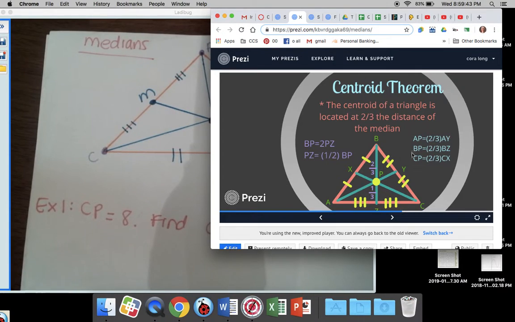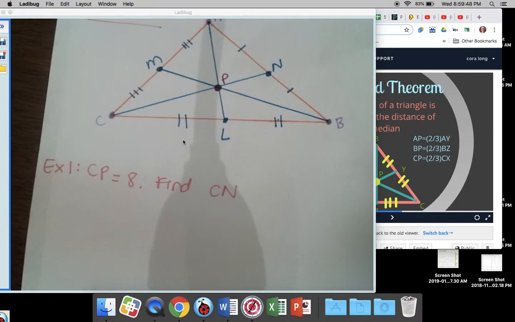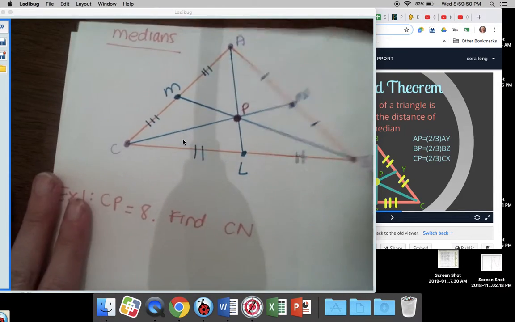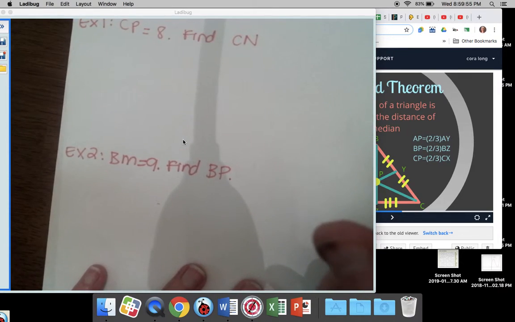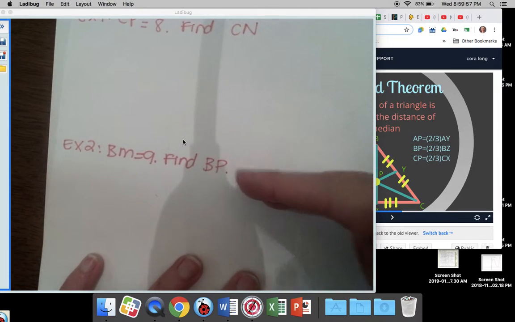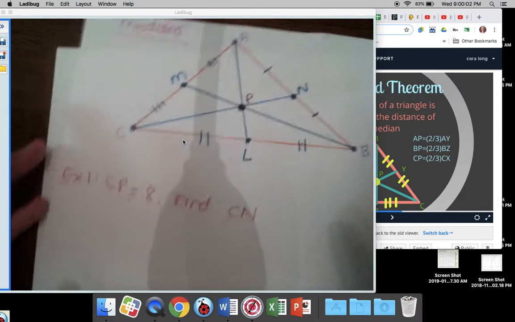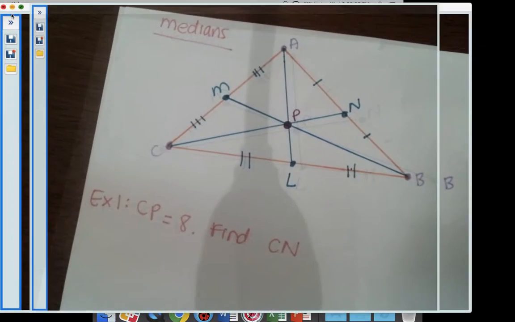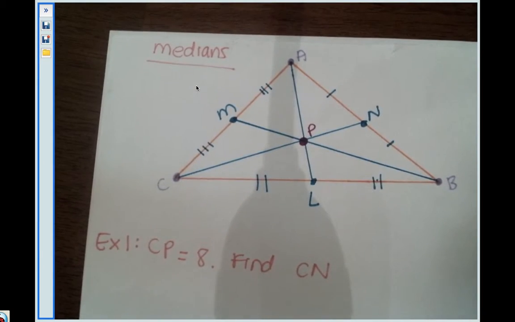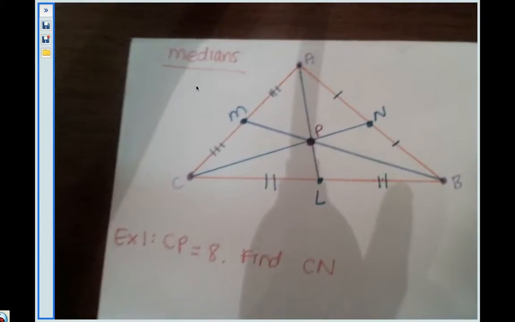We're going to be using this theorem to help us solve both example 1 and 2 for medians. This picture is going to relate to example 1 and example 2. They are two separate problems that don't relate to each other, but we are going to be using the same triangle. Let's get going. I'm going to mark that in my picture. Let's talk about example 1 real quickly, and then we'll talk about that centroid theorem in a moment.